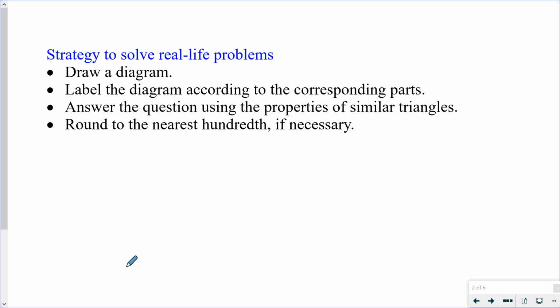One of the strategies that is used quite a bit when solving real-life problems is drawing a diagram. In geometry, that is the best thing that you can do. So you're going to draw a diagram, label the diagram according to the corresponding parts, answer the question using the properties of similar triangles. So in other words, you're going to set up a proportion to solve for that unknown. And then if you have to, round to the nearest hundredth.